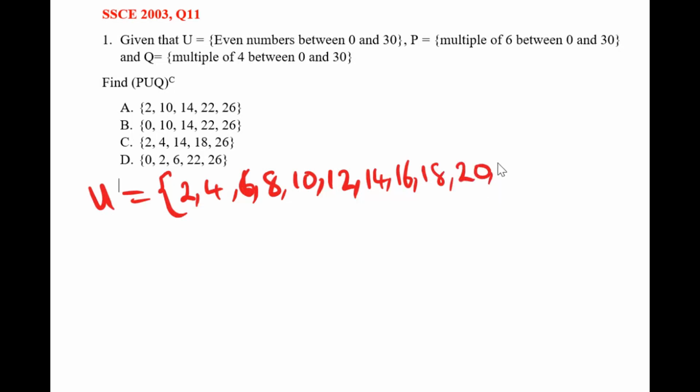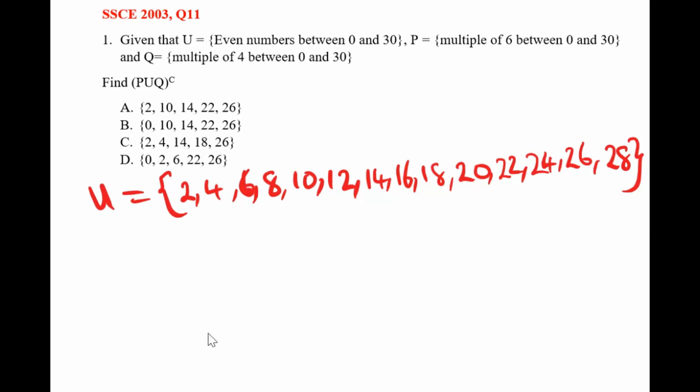Even numbers: 2, 4, 6, 8, 10, 12, 14, 16, 18, 20, 22, 24, 26, and 28. Even numbers are numbers divisible by 2.